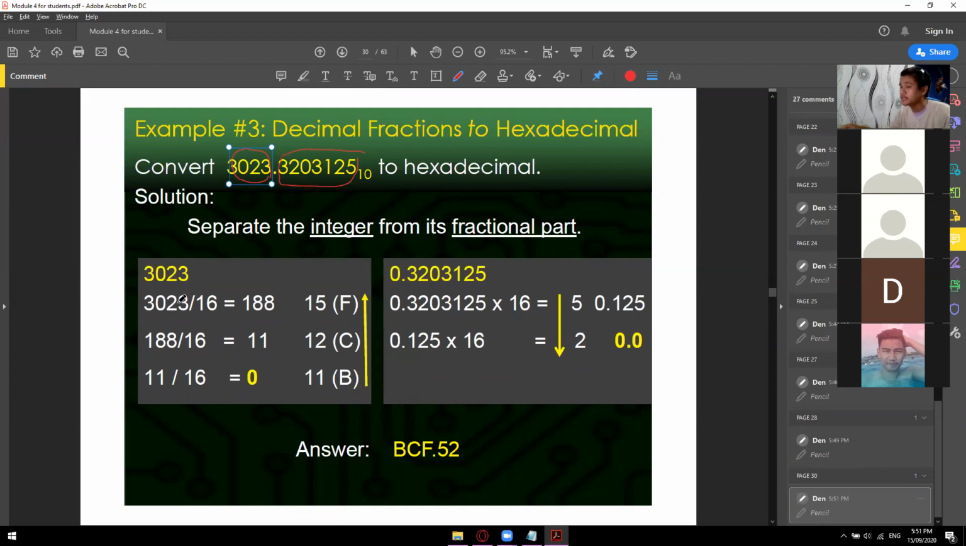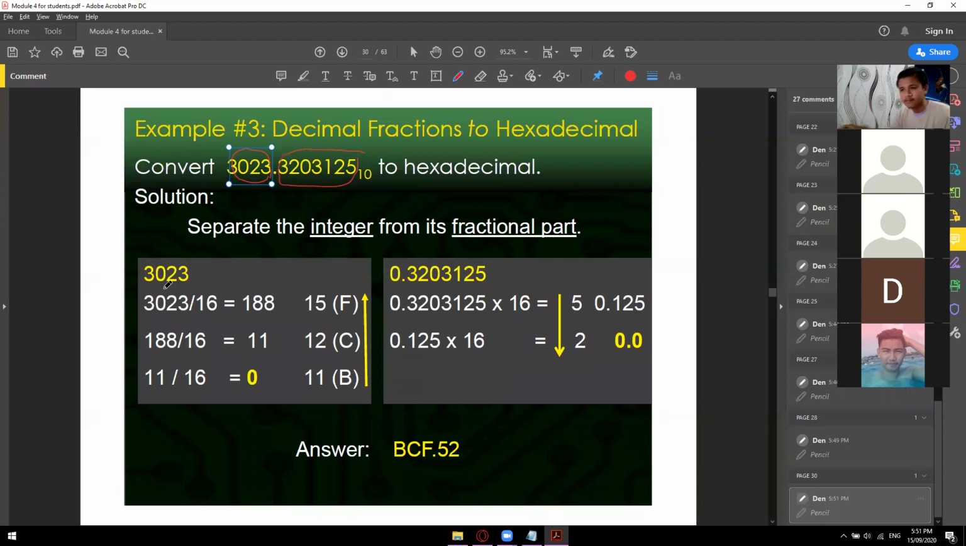So get the 3023 first, put it here, and also put the 0.3203125 here. So they are separate. Okay? For a whole number, bottom to top. For a fraction part, top to bottom. For a whole number, divide. For a fraction part, multiply. So I hope you will not get confused there.